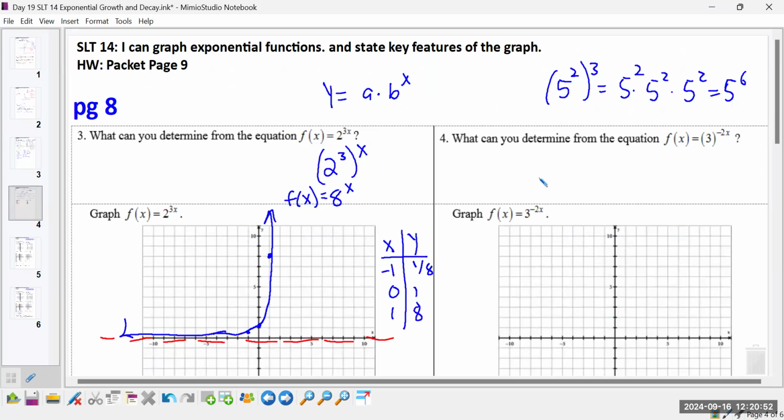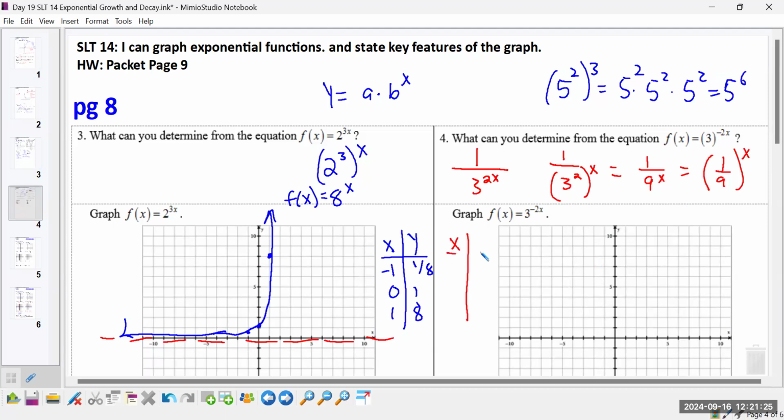Number 4 is pretty similar. It's got that negative sign though. So I'm going to immediately make this 1 over 3 to the 2x. And then again, think about the 2x as 2 times x. So I can break this into 3 squared to the x, because 2 times x will become 2x. So what I really have here is 1 over 9 to the x. And because 1 raised to any power is still 1, I've got 1/9 to the x.